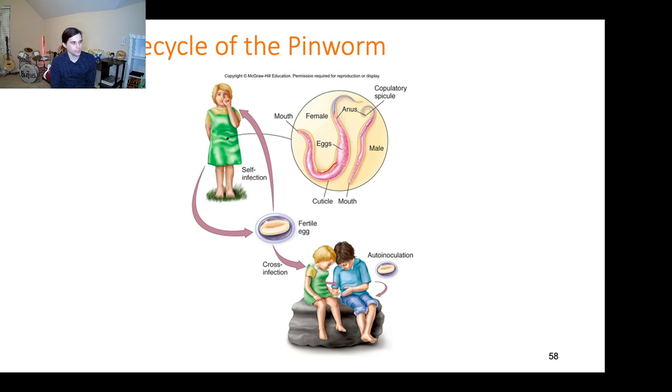So this is a brief overview of our eukaryotes, kind of how they're put together, how they function, what they do. If you guys have any questions over this PowerPoint, or you want me to elaborate on anything, feel free to let me know.